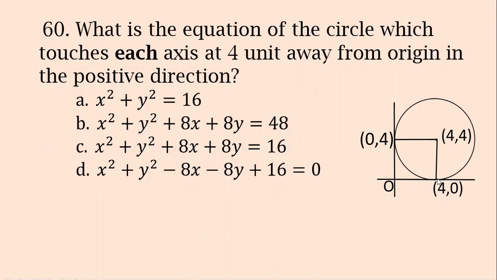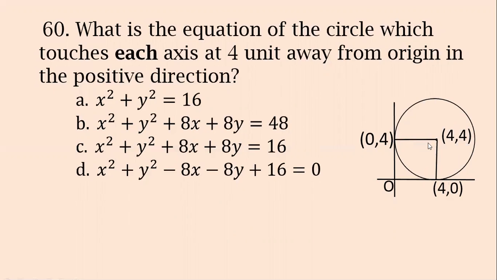So if we draw perpendicular here on this x-axis at the point of contact and y-axis at the point of contact, we get this point (4, 4). So this is center and this is radius. It touches both the axes. So then the abscissa and ordinate are both equal to radius.